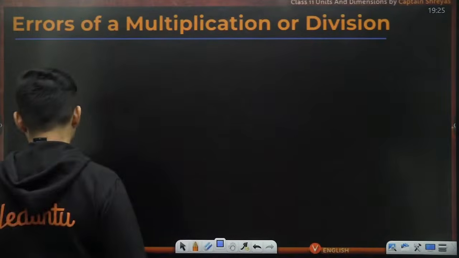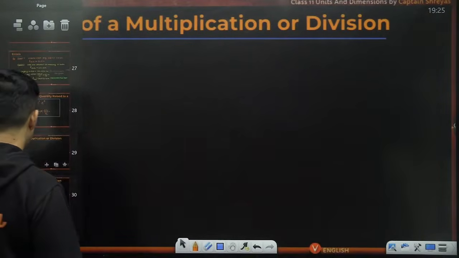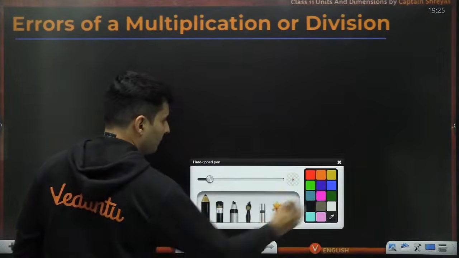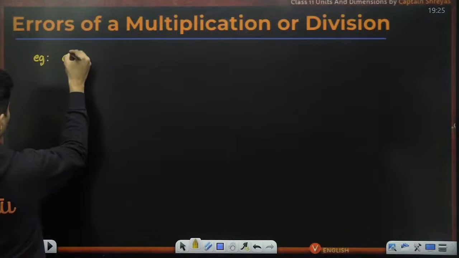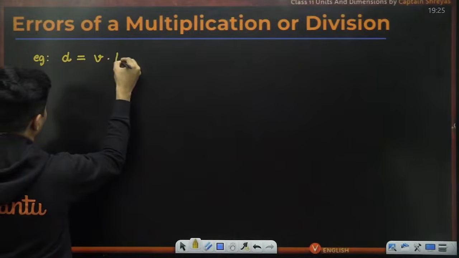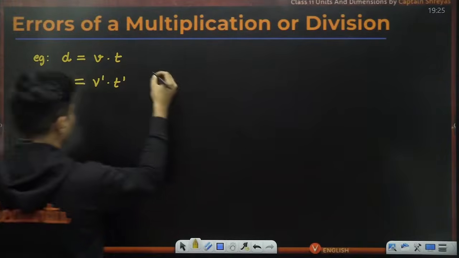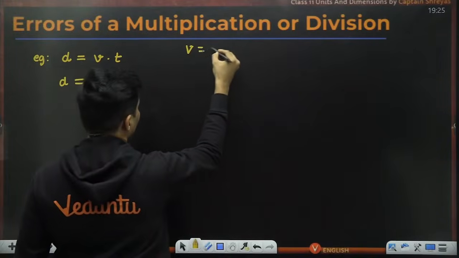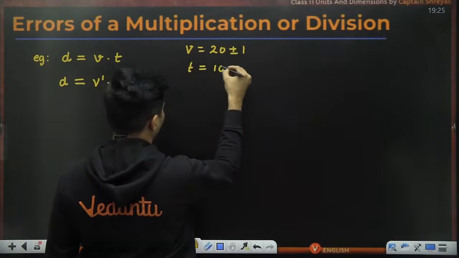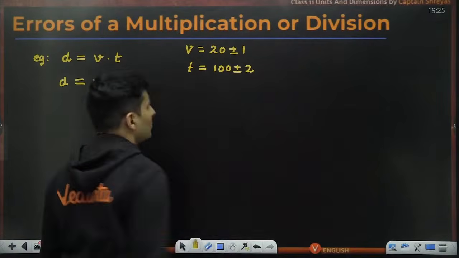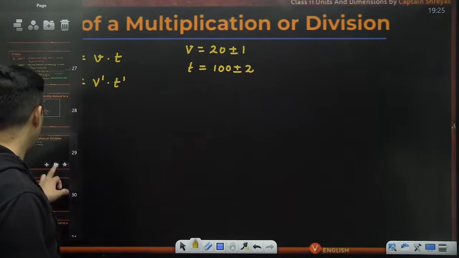So let's do a question on these things so that you guys get an idea. So for example, say for example, I write down, distance is speed multiplied by time, which is also v raised to 1 into t raised to 1. And I tell you, listen, speed is 20 plus minus 1 and time is 100 plus minus 2. Some example I have taken. Question is find the distance.